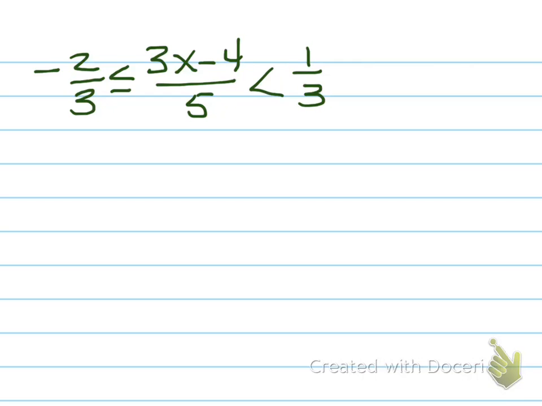So to solve this compound inequality, we know that we want the x that is in the middle of the inequality by itself. So that means we need to undo everything that's been done to this middle term.